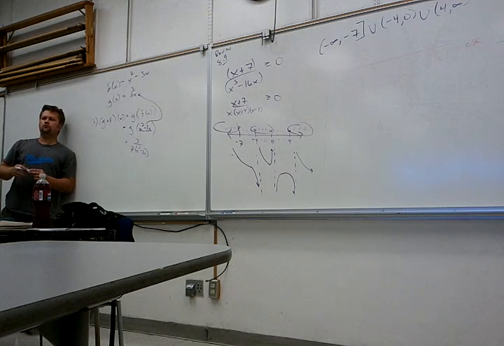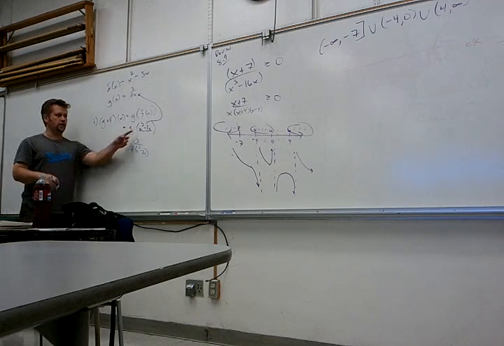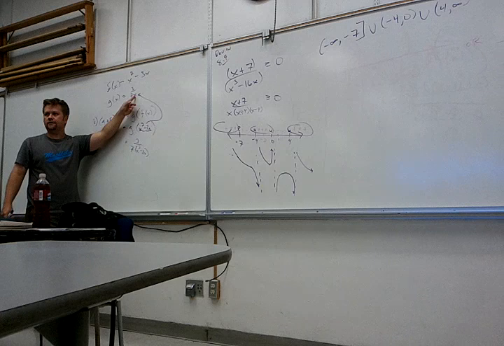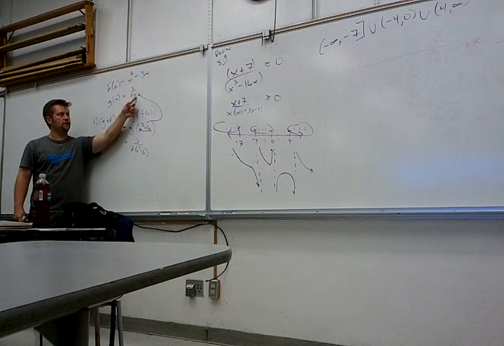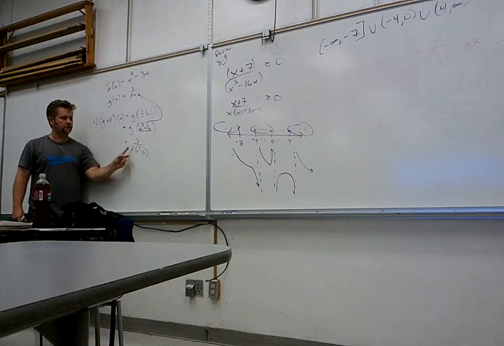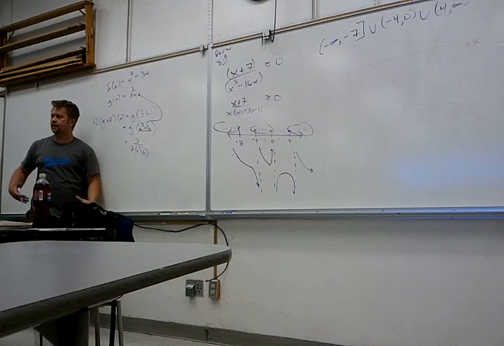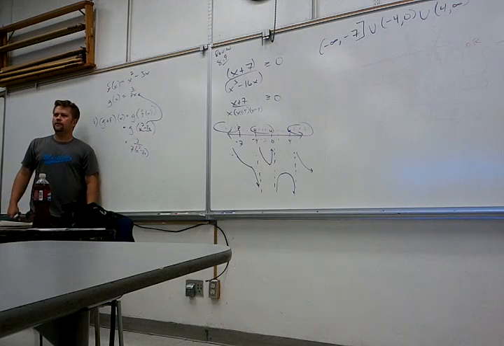Functions are really, really, really single-minded things. Whatever is in here goes in place of the x in the definition. G of something is 3/7 times something. G of something is 3/7 times something. It's got to have the same form, the same idea. It's the same thing with you.